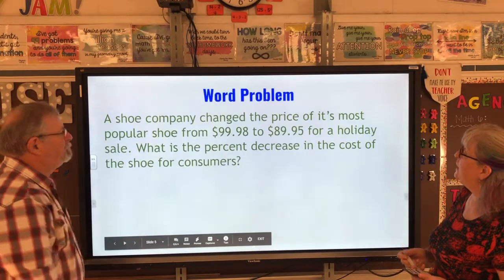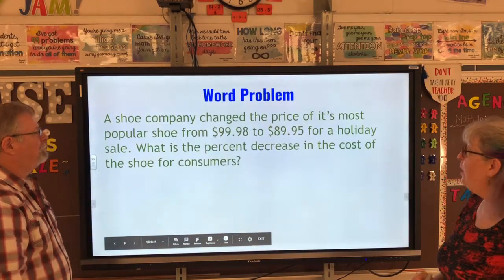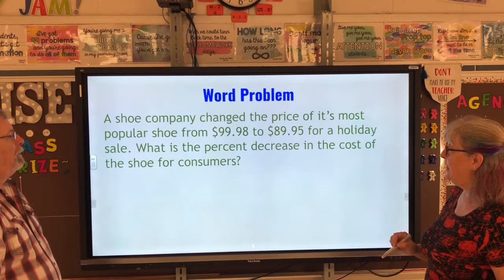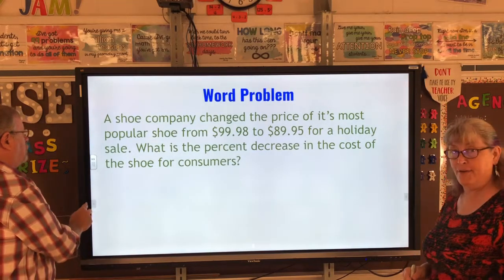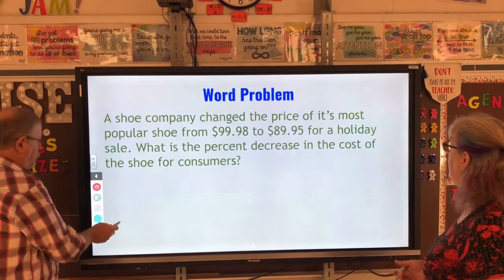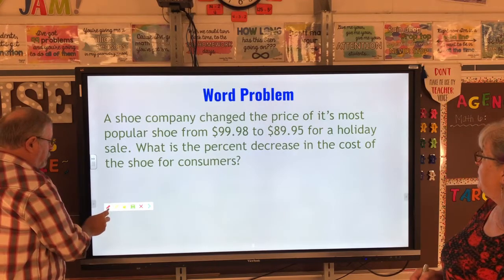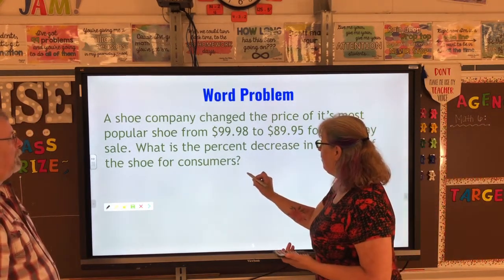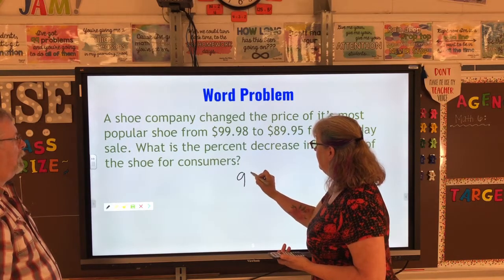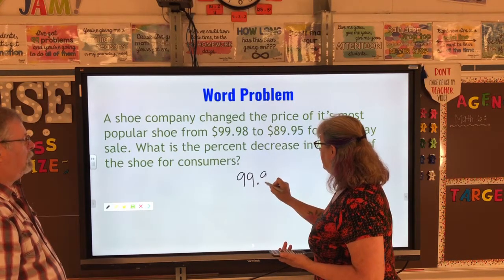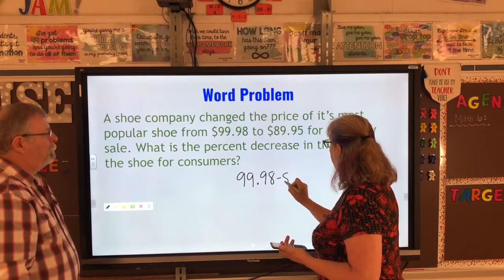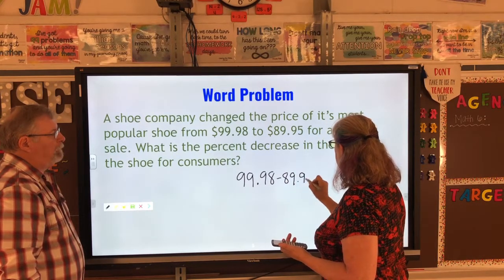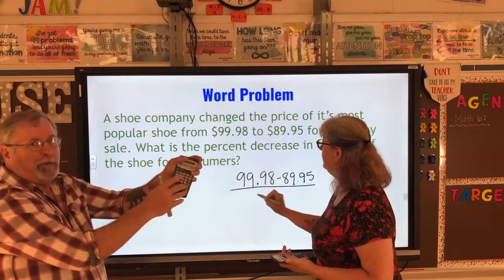A shoe company changed the price of its most popular shoe from $99.98 to $89.95 for a holiday sale. What is the percent decrease in the cost of the shoe for the consumers? I'm going to write down what I'm using. I would probably never do this on a piece of paper. Then we would punch it into the handy dandy calculator.